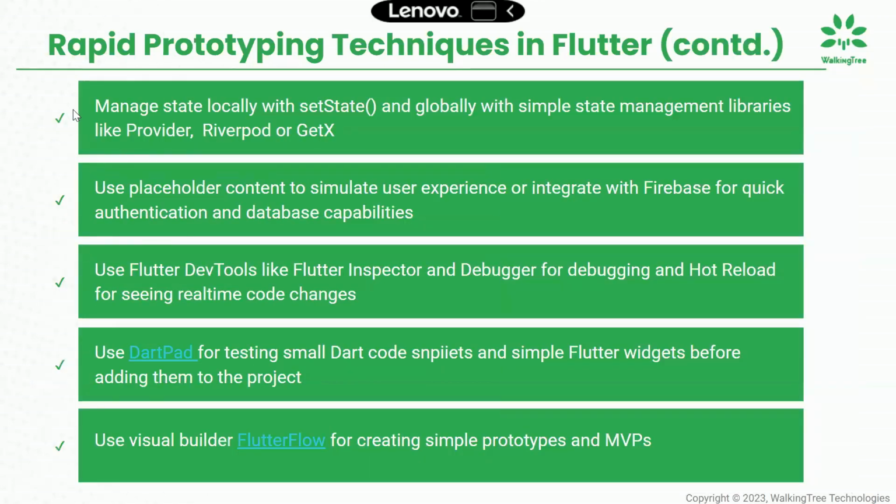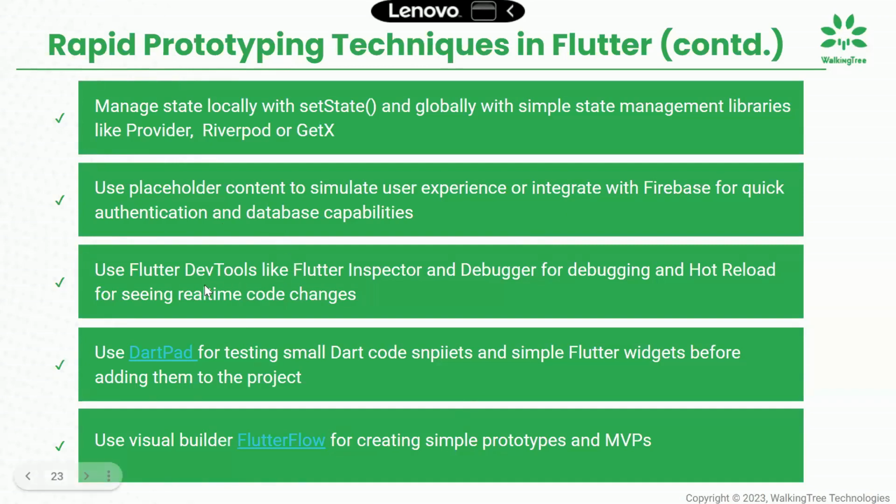And for state management, Flutter comes with different packages. Provider and Riverpod are very simple, easy to use state management tools, which we can use in our application. So rather than going for Bloc, which is for large complex applications, for MVPs we can use one of these state management packages. And then we can use some placeholder content to simulate the user experience, or we can integrate with Firebase for quick authentication and database capabilities. That is also possible if our MVP can use these.